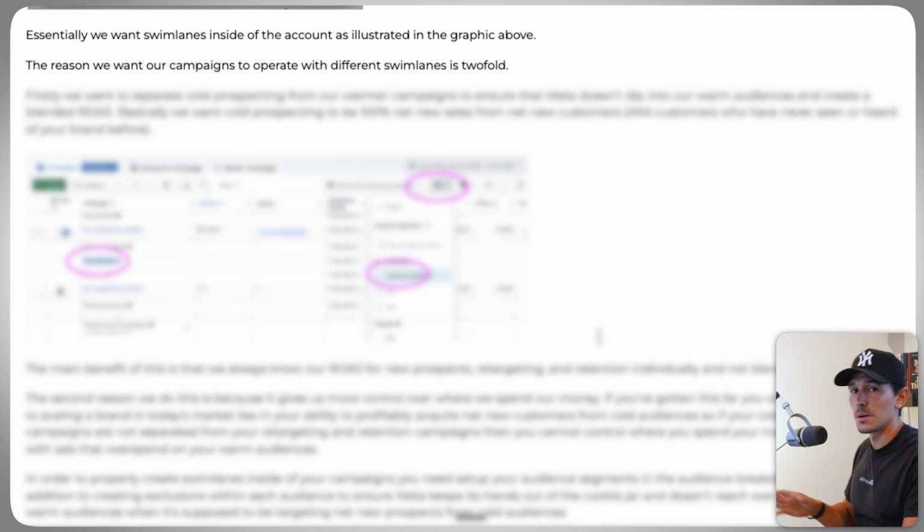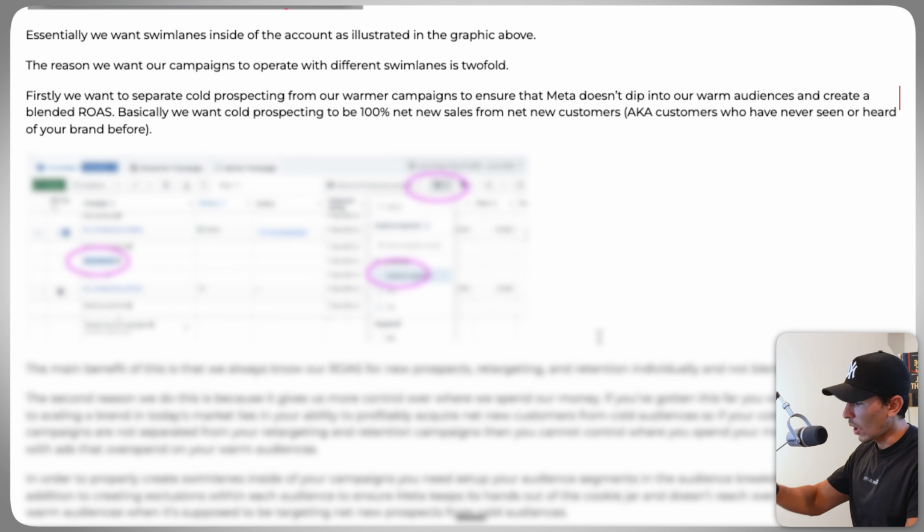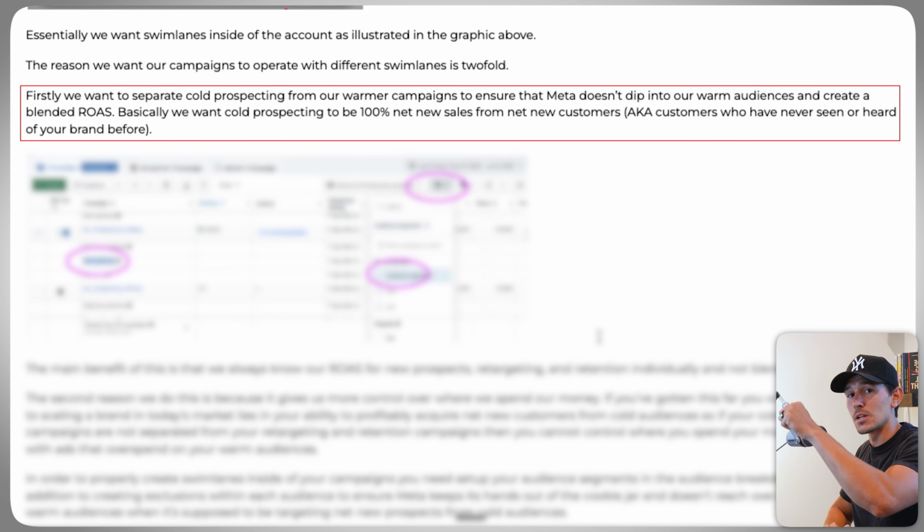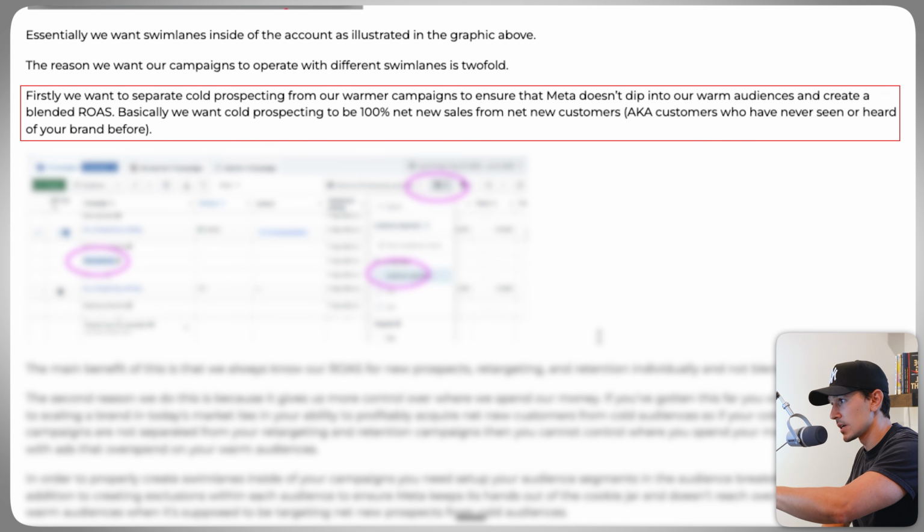Now, I kind of broke this down already, but I want to show you some examples of how you could look for your swim lanes right now already in your ad account. We want to separate our cold prospecting from our warm prospecting so that Meta doesn't dip and overspend on warm audiences and create a blended return on ad spend. Basically, we want cold prospecting to be 100% net new customers, basically customers who have not purchased from us before.